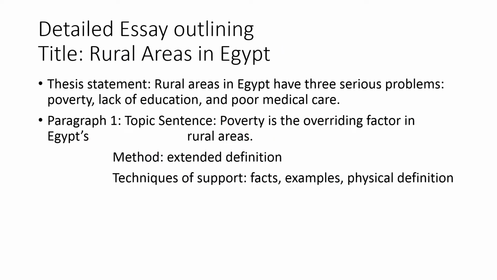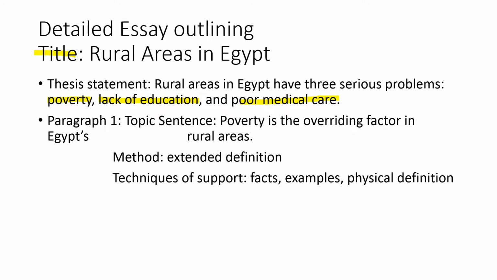This is a detailed example of essay outlining. So the title or the topic is Rural Areas in Egypt. The thesis statement here: rural areas in Egypt have three serious problems: poverty, lack of education, and poor medical care. As you see here again, we have a topic and ideas to develop. The ideas to develop are poverty, the second one is lack of education, and the third one is poor medical care. So we expect to write three body paragraphs in this essay.